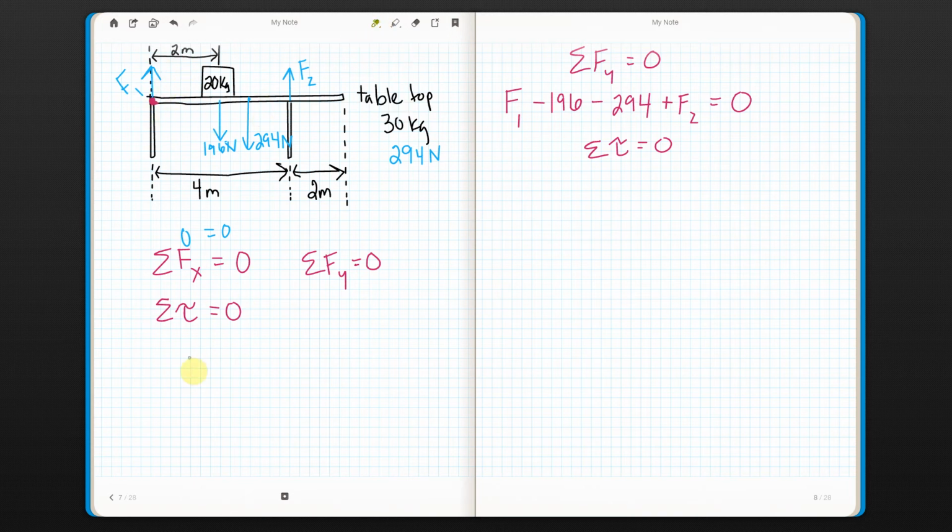First, I need the general equation for torque. So the torque due to one force is equal to the magnitude of that force times how far it is from the pivot point times the sine of the angle between the force and radius vectors.